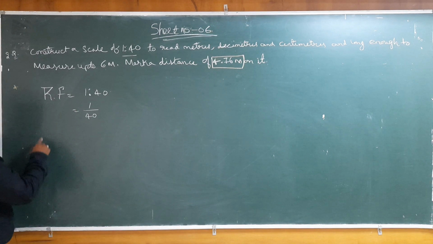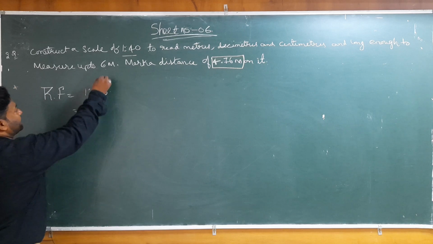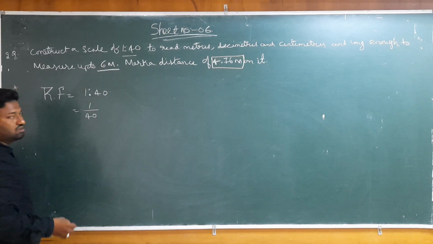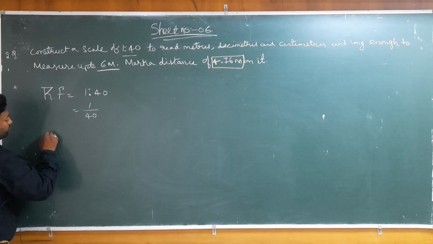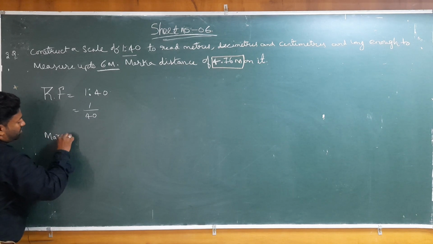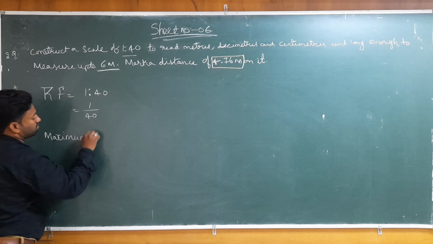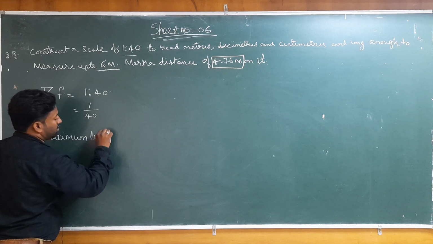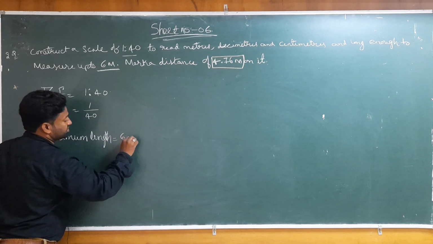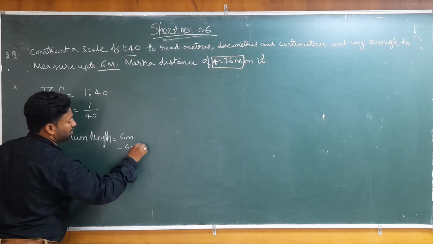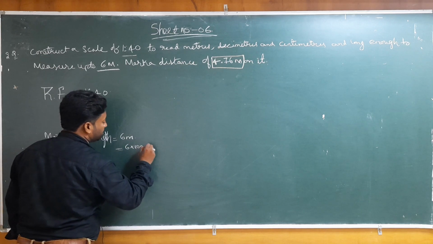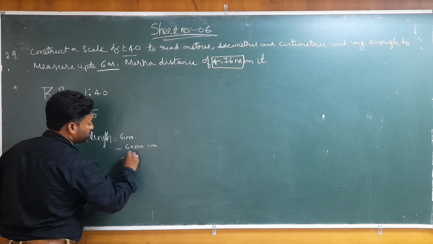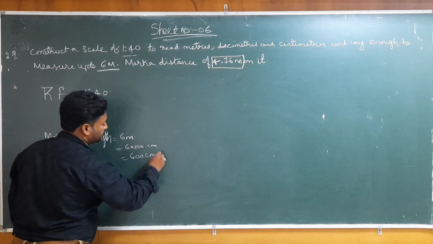Next, after getting the RF, what is the maximum length given? The maximum length is given in meters, so we have to convert that into centimeters. Maximum length is equal to 6 meters, that is 6 into 100. We are converting meters to centimeters, so that is 600 centimeters.